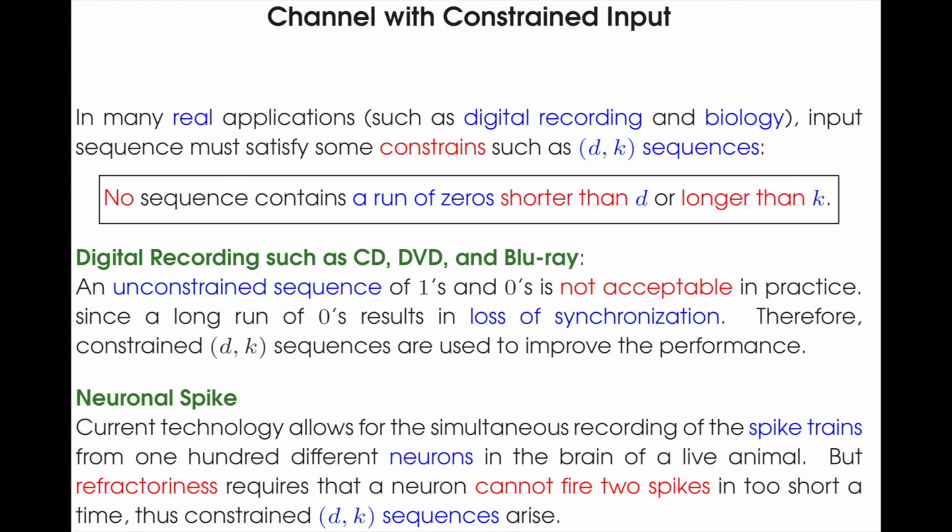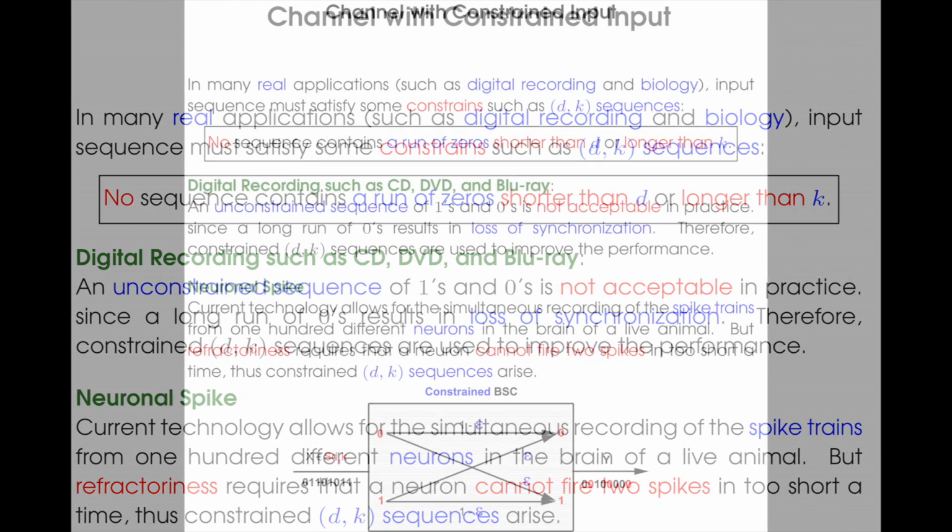Second, we are collecting an enormous amount of data from the brain, and these are basically spikes, which are ones. And between the spikes, the anatomy of the brain requires a silent period. So between 2 ones, I have to have at least a few zeros. This is another area that (d,k) sequences describe quite well, much better than unrestricted 0s and 1s.